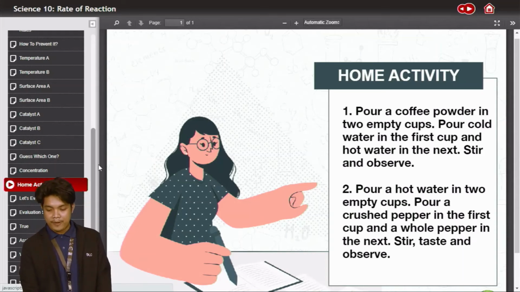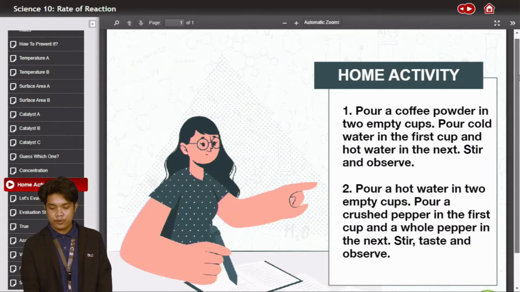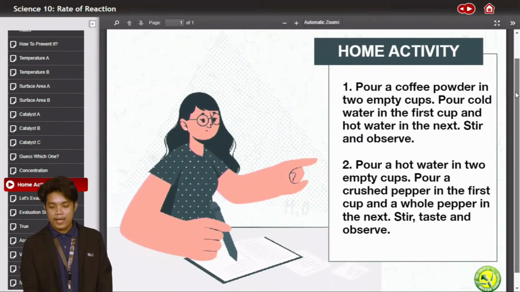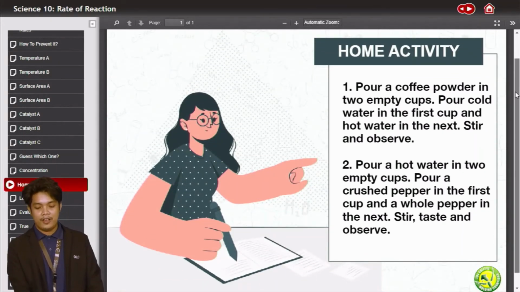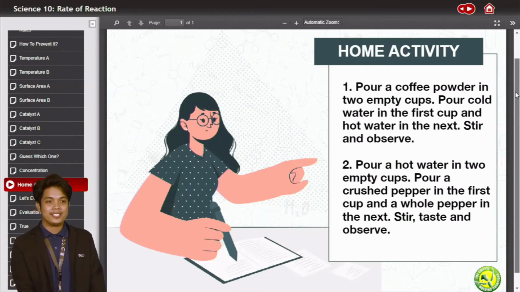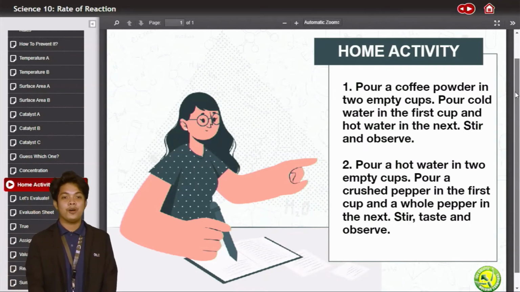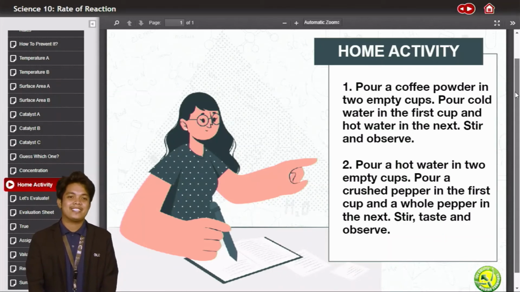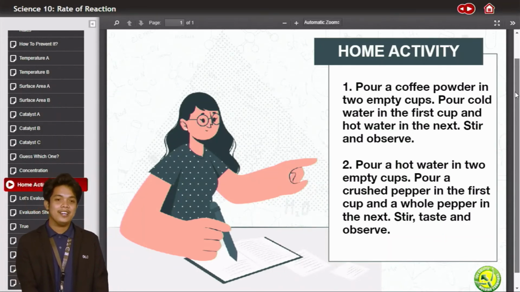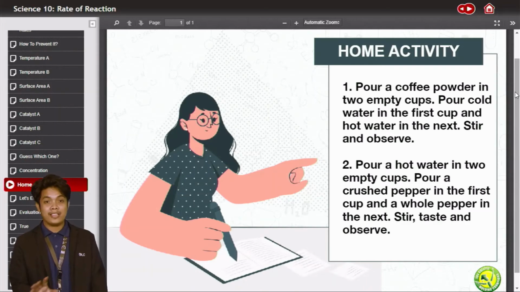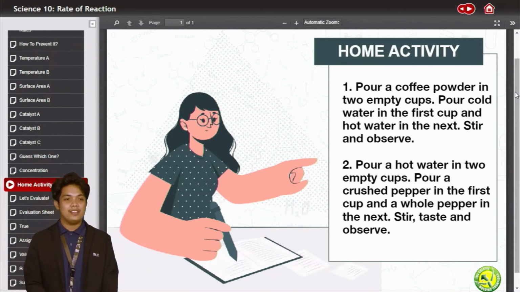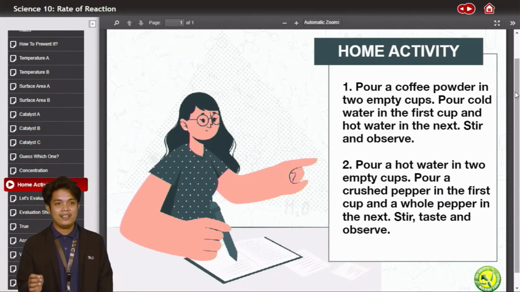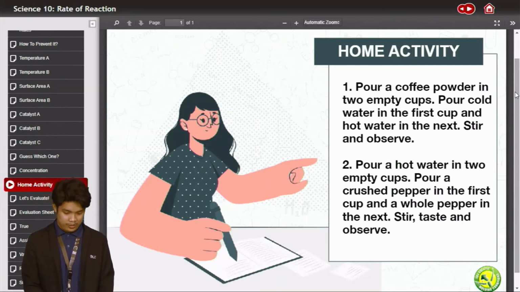Pour coffee powder in two empty cups. Pour cold water in the first cup and hot water in the next one. Stir and observe. The second activity is to pour hot water into two empty cups. Pour crushed pepper in the first cup and a whole pepper in the next one. Stir, taste, and observe. Pause the video and do the activity and write it in your notes.